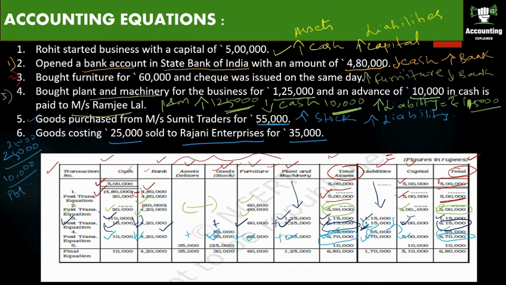Usually profit is added back to the capital account, because only the owners have invested in the business. Whatever profit the business makes has to go to the owners. Correct, so it has to be added to the capital.